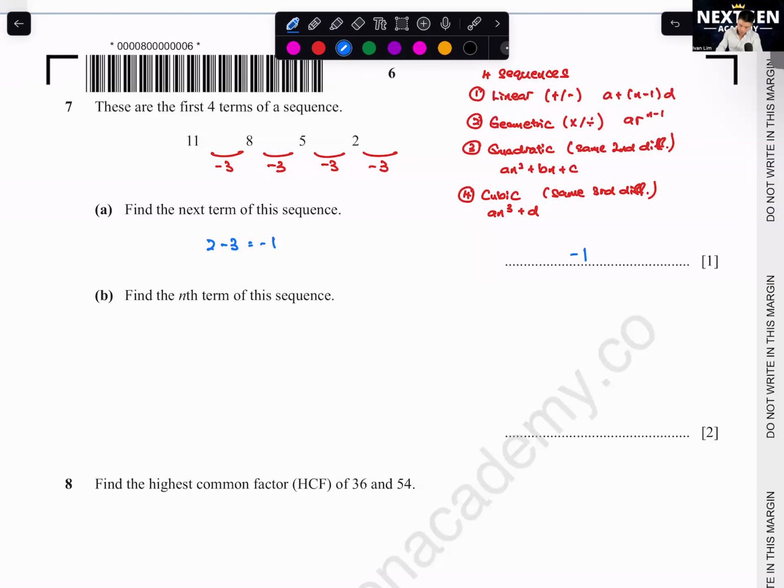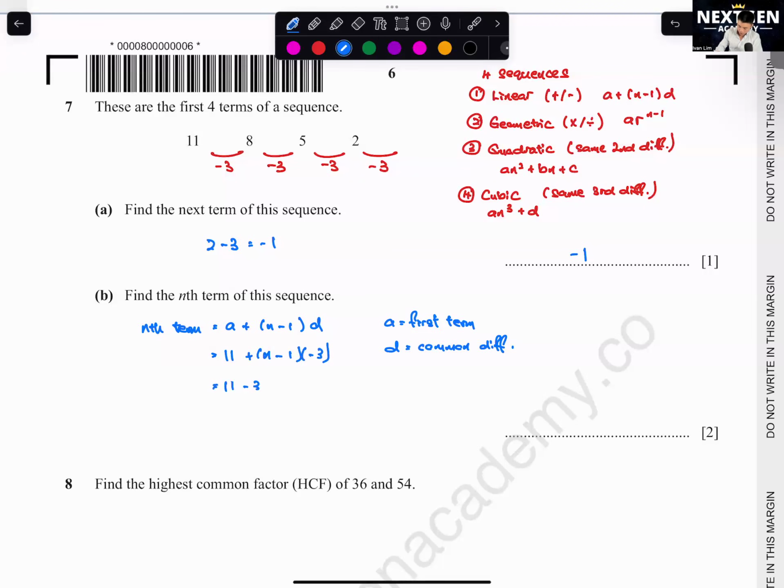Okay, so the nth term formula is a plus (n minus 1)d. A is defined as your first term. D is your difference, or we call it the common difference. A, the first term, is 11. (n minus 1), d is minus 3. So 11 minus 3n plus 3, 14 minus 3n. Okay, or minus 3n plus 14.